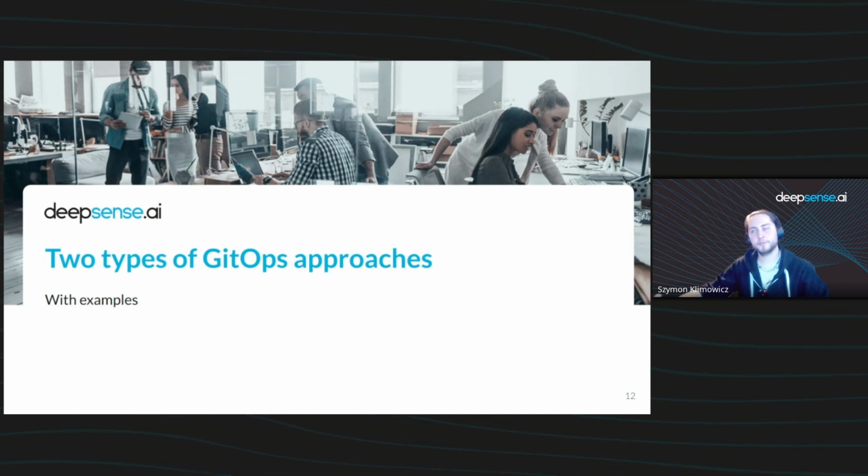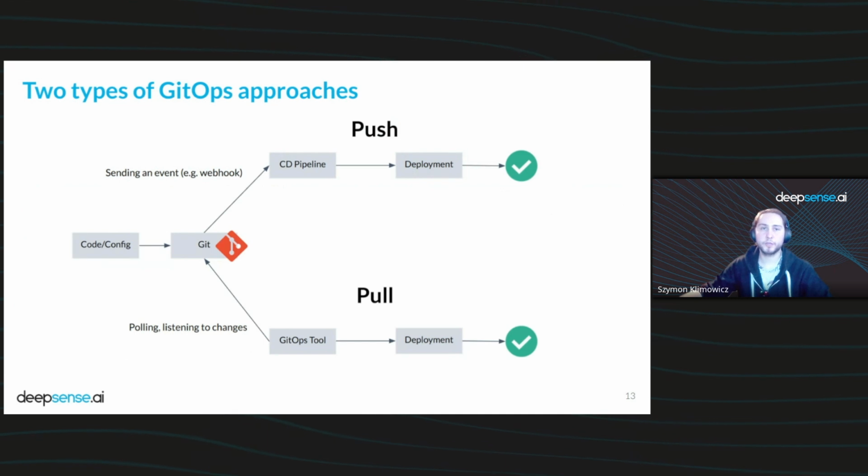So for GitOps, there are basically two types of approaches: the push approach and the pull approach. The push approach is where the CD pipeline is triggered by an event such as a push to the main branch, for example, and then runs the deployment process based on those changes.